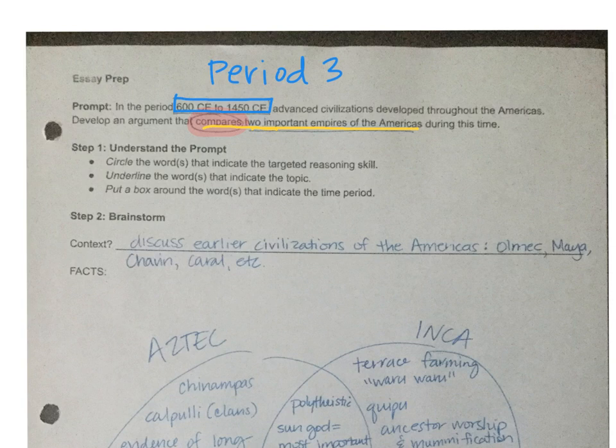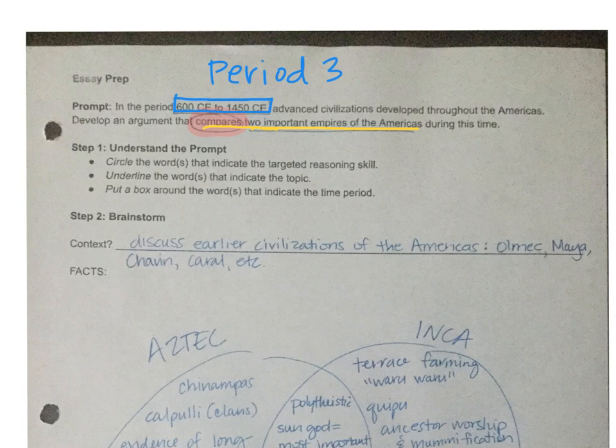Step 2 is to brainstorm. First, we have to brainstorm contextualization or context. My idea for this essay prep would be to discuss earlier civilizations of the Americas, such as the Olmec, Maya, Chavin, or Caral. It's not the only correct answer. If you brainstorm something different, that's fine.